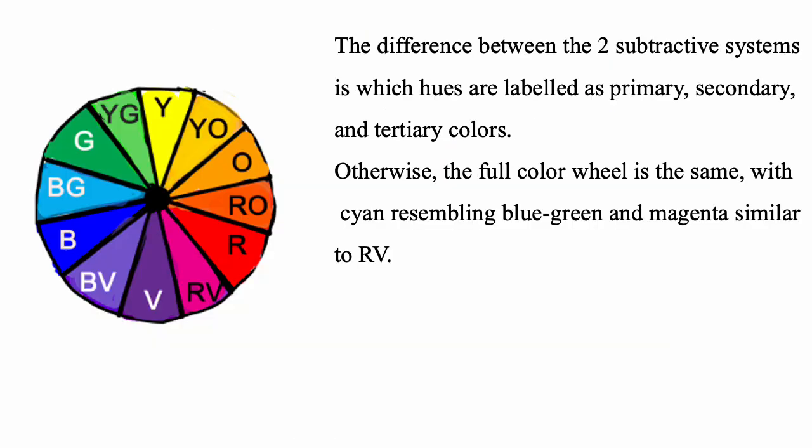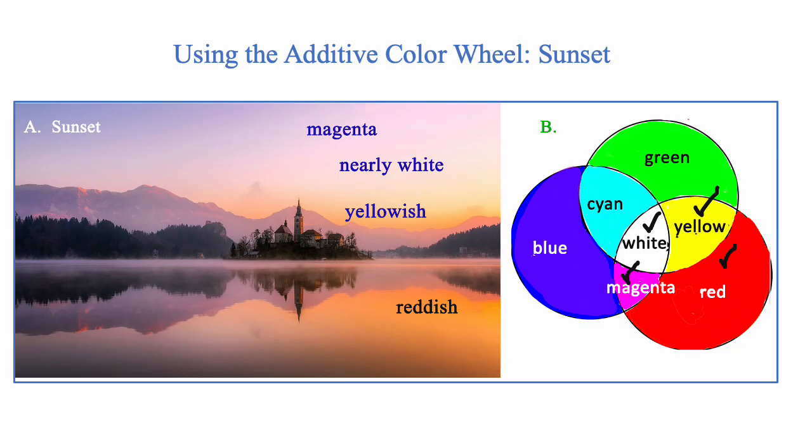The only difference between the 2 subtractive systems, the print primary and the traditional system, are those colors that we label primary, secondary, and tertiary. Otherwise, the full color wheel is the same for both, where blue-green is equivalent to cyan and red-violet is similar to magenta. Let's go through this sunset and try to understand it relative to the additive color wheel.